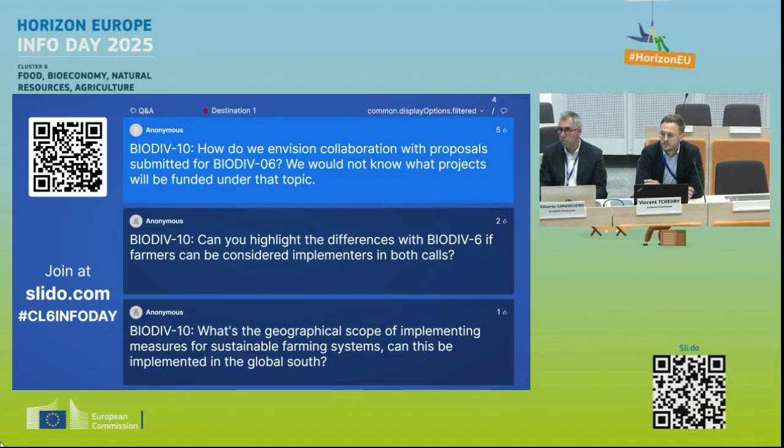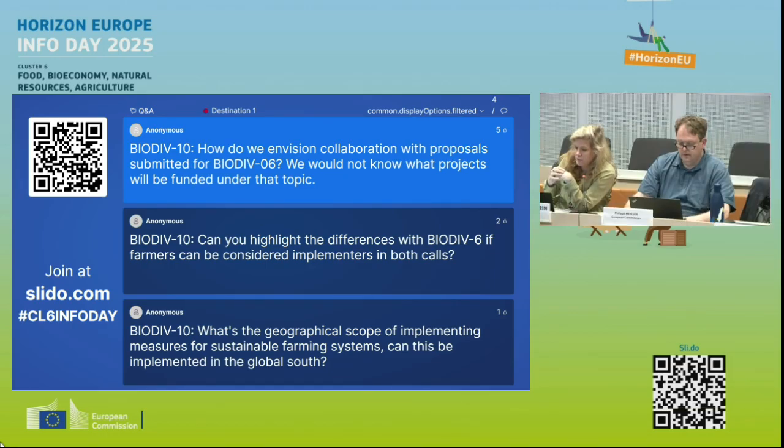Just to complement, that has to be foreseen indeed at the level of the proposal, with potentially some budget for that, and then during the grant agreement preparation for the proposals that are successful, the project officer will facilitate the links and provide the contact details of the projects that are also successful under Biodiv 6.